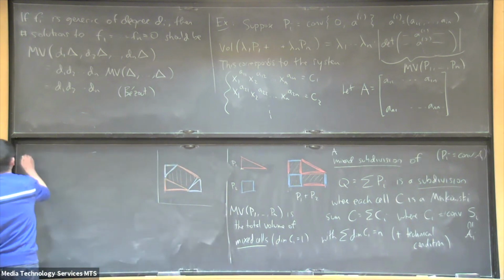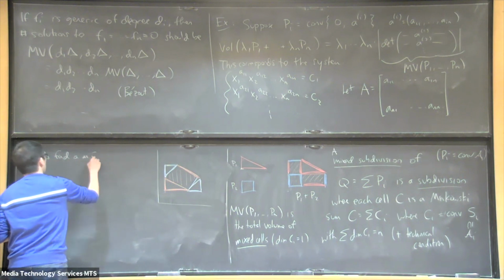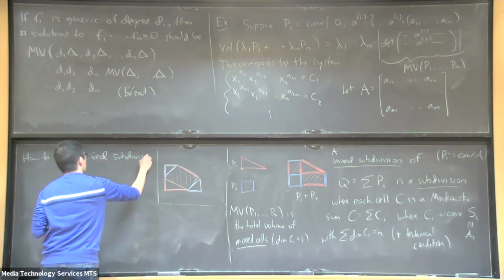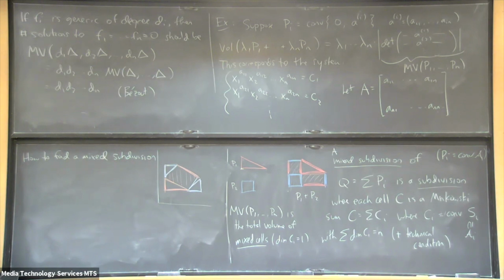So how to find mixed subdivision. Font is getting smaller, tending towards small. Okay, I will try to write it bigger.